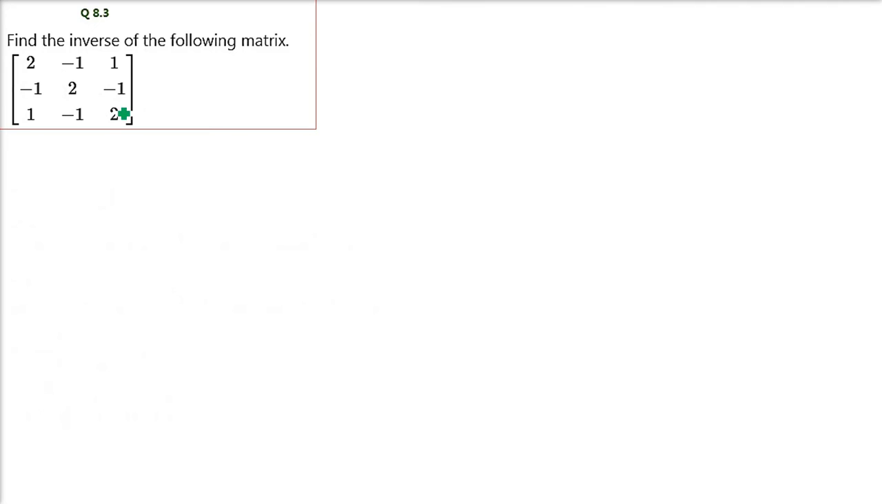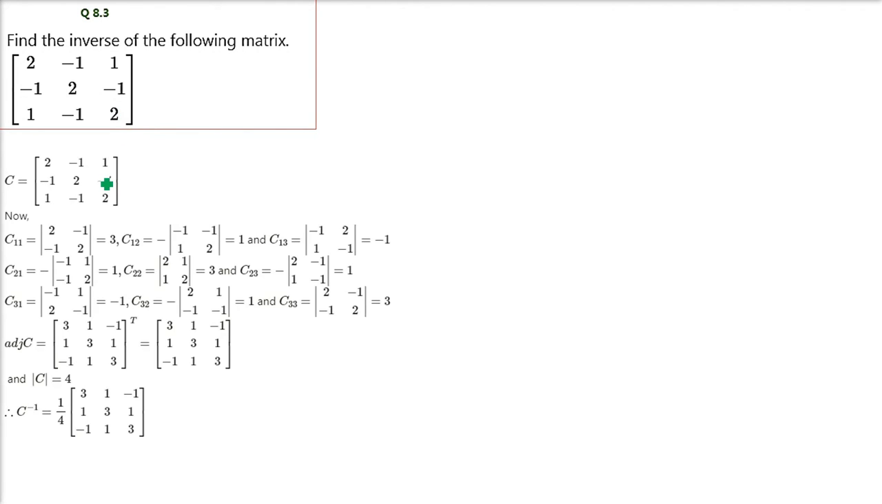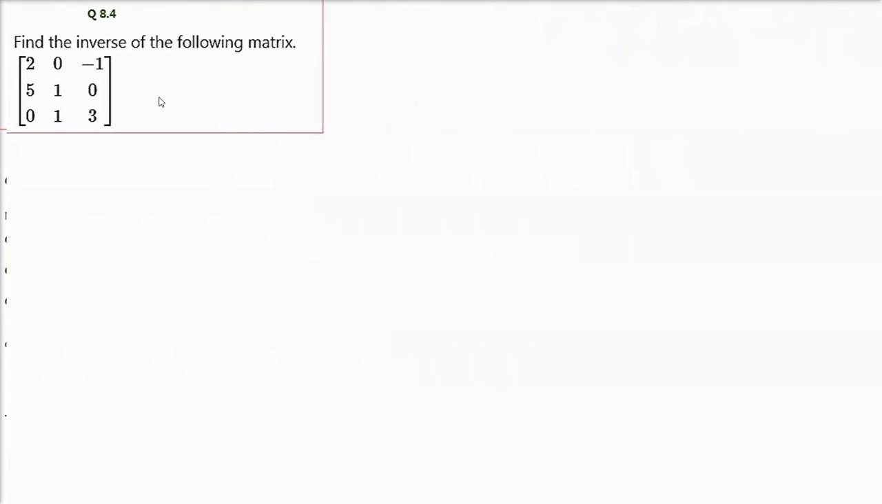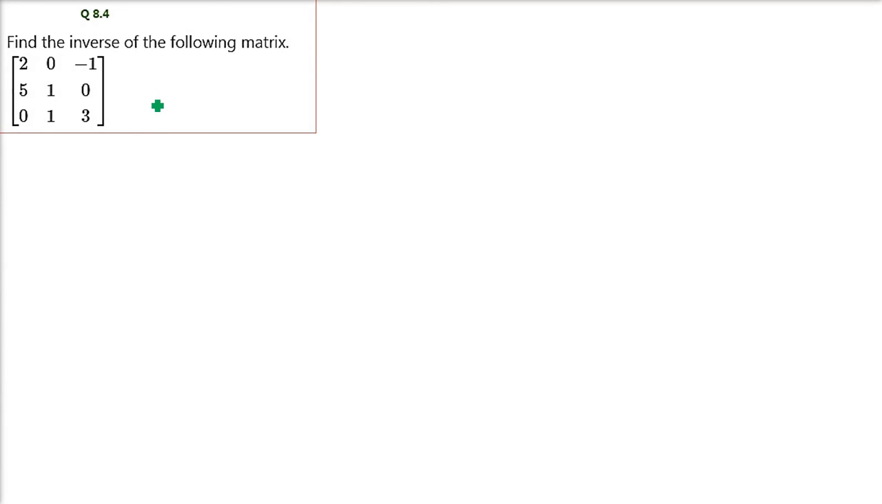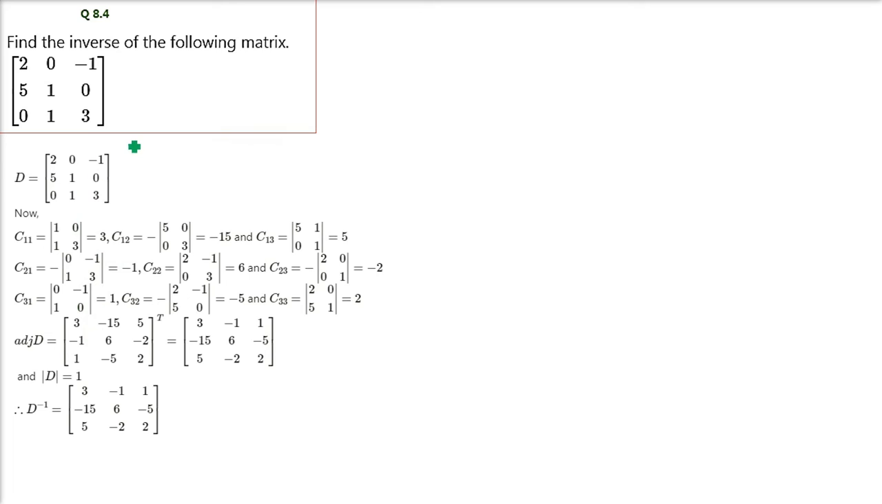So one more here. Please remember, there is always a problem while you are doing it in an examination, negative sign and positive sign. That has to be very keenly taken care of. Same thing here, same kind of question. So I'll just show you the answer, and I'll encourage you to do it by yourself first.